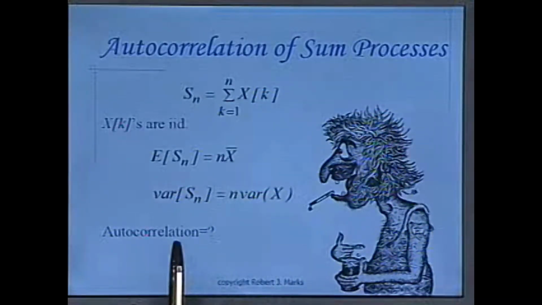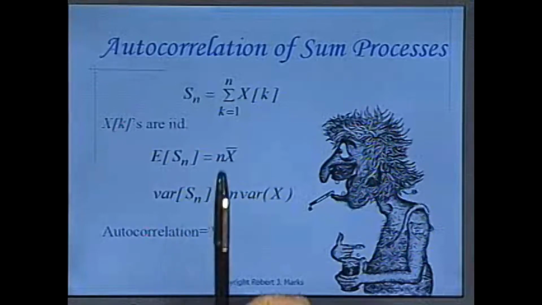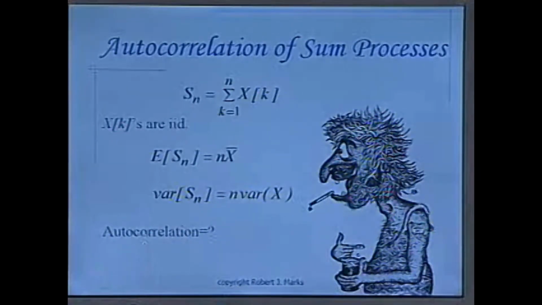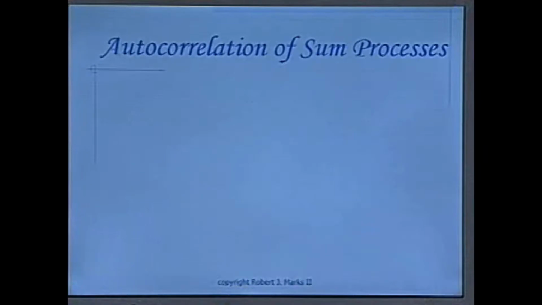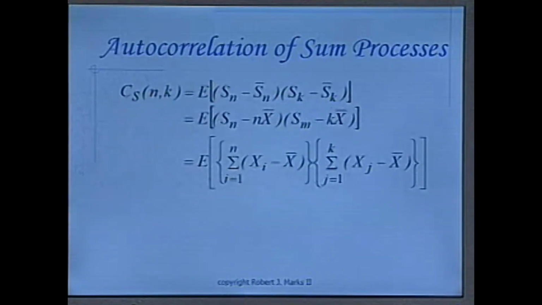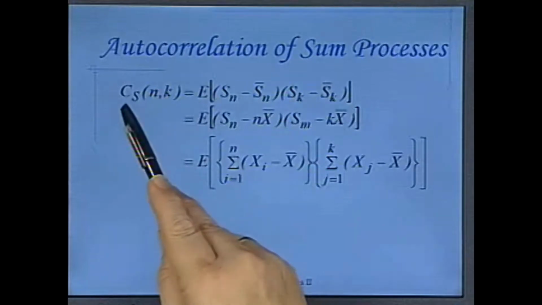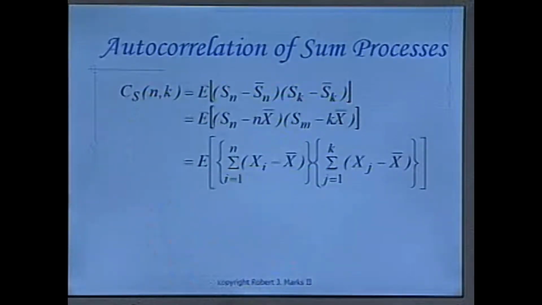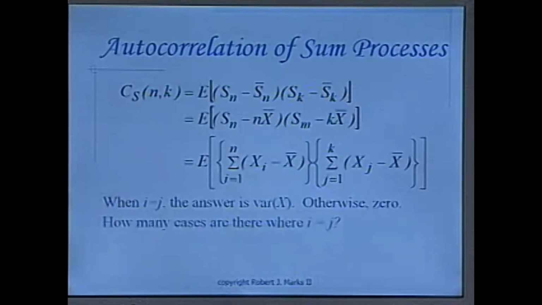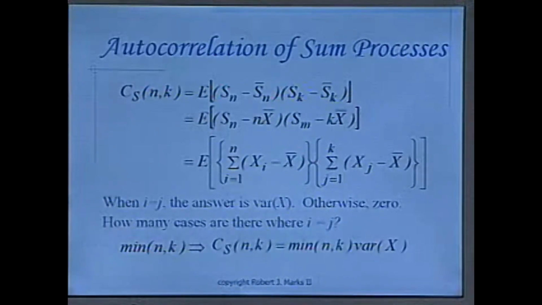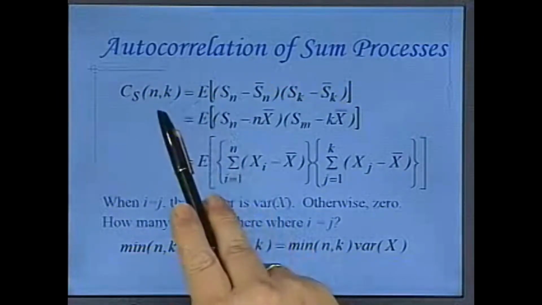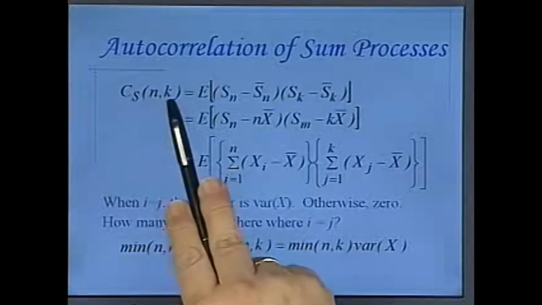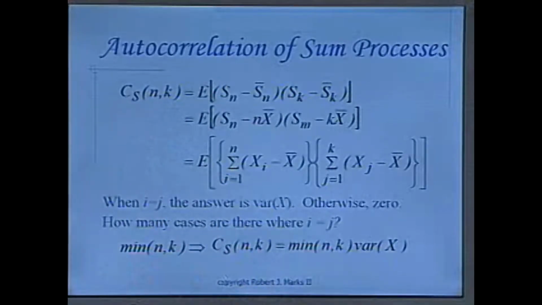We wanted to ask ourselves, if we had a sum process of this sort, what was the corresponding autocorrelation? And we ended up last time going over the following derivation. We went through an argument that showed that the cross covariance was equal to the minimum of N and K. What we're doing now is taking the expected value of the sum at N and the sum at K. Clearly, depending on the relative magnitudes of N and K, one of those sums is going to be subsumed in the other sum.